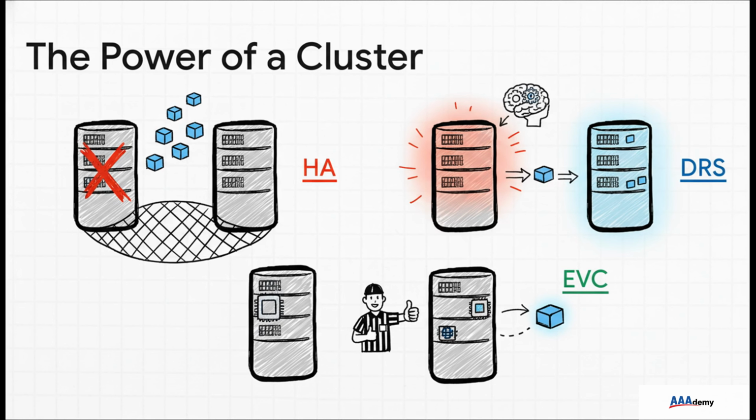Then you have DRS, the Distributed Resource Scheduler. Think of it as an intelligent load balancer that's constantly moving VMs around to prevent performance bottlenecks. And finally, EVC acts like a referee, making sure you can live migrate VMs between servers that have different generations of CPUs, which is a lifesaver for seamless upgrades.